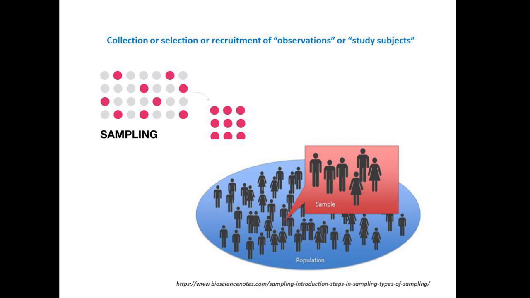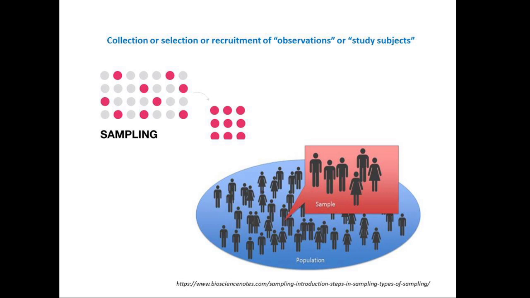Collection or selection or the recruitment of observation or study subjects. So you can see the red dots and the gray dots. We have selected some individuals from the whole population and marked them as red dots. These have certain features based on which the population is screened, and certain individuals are recruited or collected or selected which qualify as a sample.